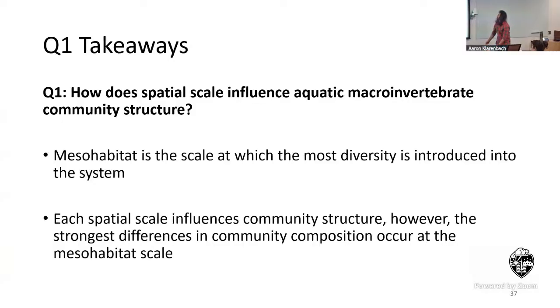Okay, so our question 1 takeaways. How does spatial scale influence aquatic macroinvertebrate community structure? We saw that mesohabitat is a scale at which most diversity is introduced in the system, so the highest dissimilarity was found there. Each spatial scale influences community structure. However, the strongest differences in community composition occur at the mesohabitat scale.